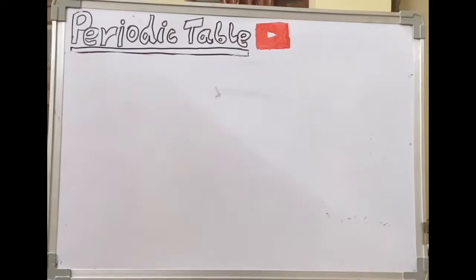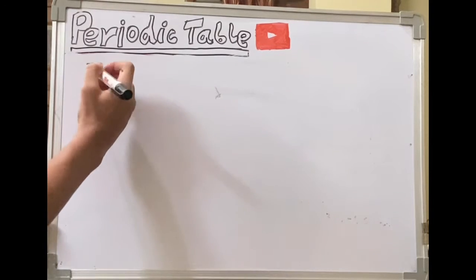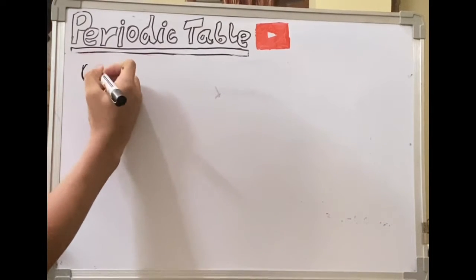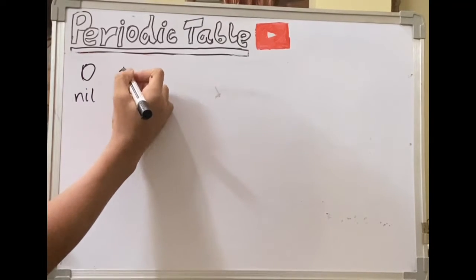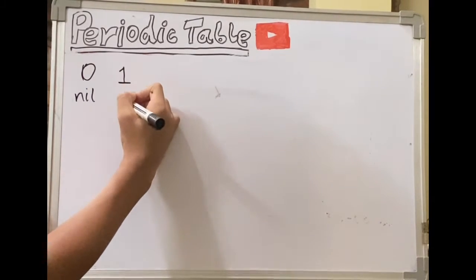So we'll start off with the nomenclature of elements whose atomic numbers are more than 100. Firstly, we'll have to learn some prefixes related to the numbers. For 0 it is nil. These are pretty easy to remember.